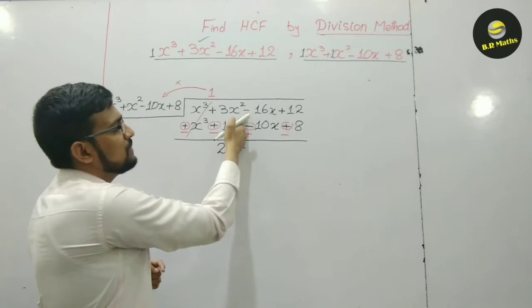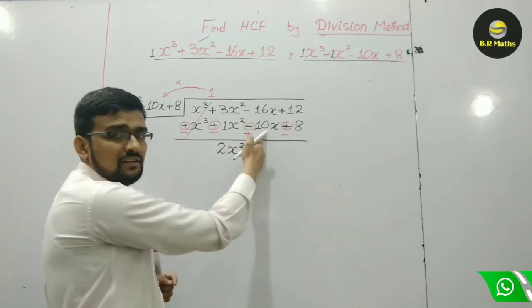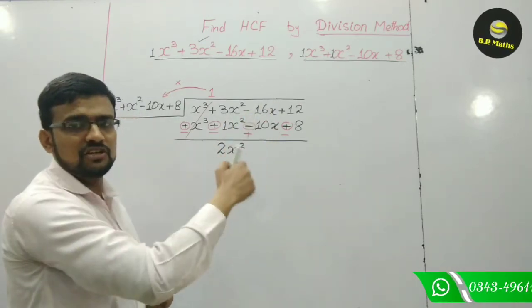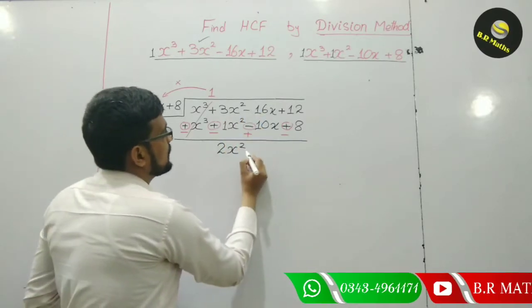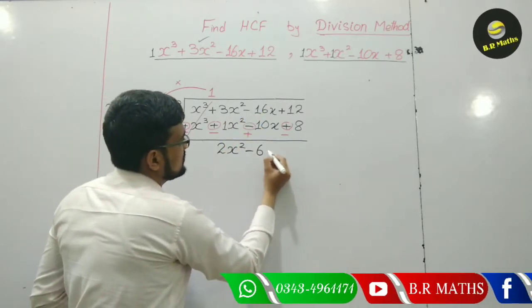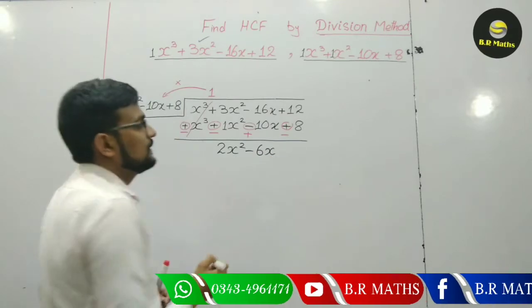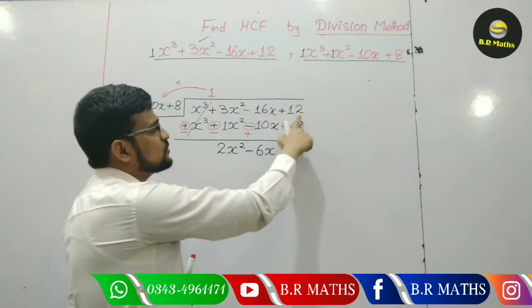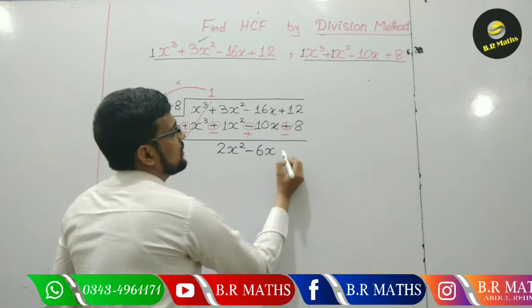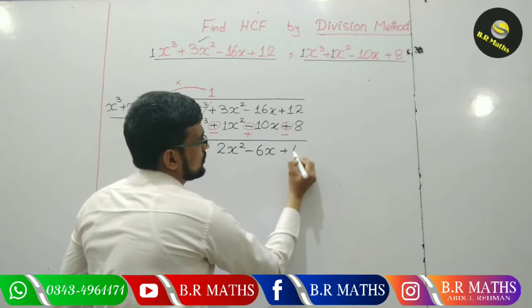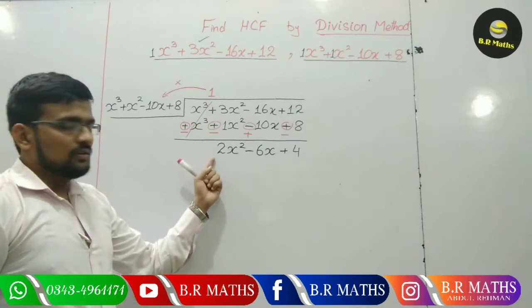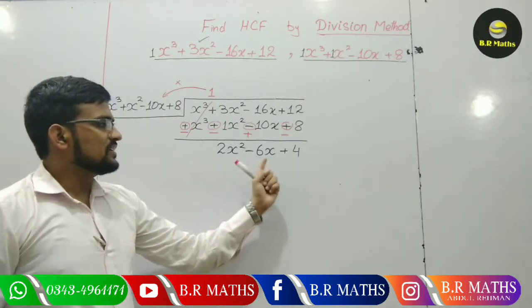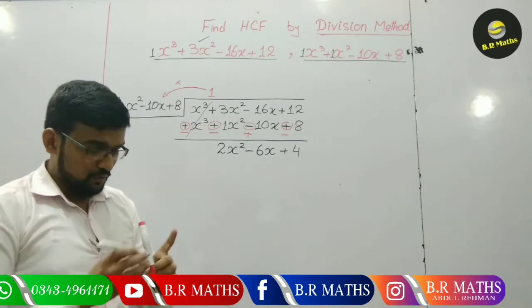And here minus 16 and plus 10, not minus 10, because the sign has changed. Minus 16 plus 10 becomes minus 6x. Plus 12 minus 8 becomes plus 4. Okay, 2x square minus 6x plus 4.